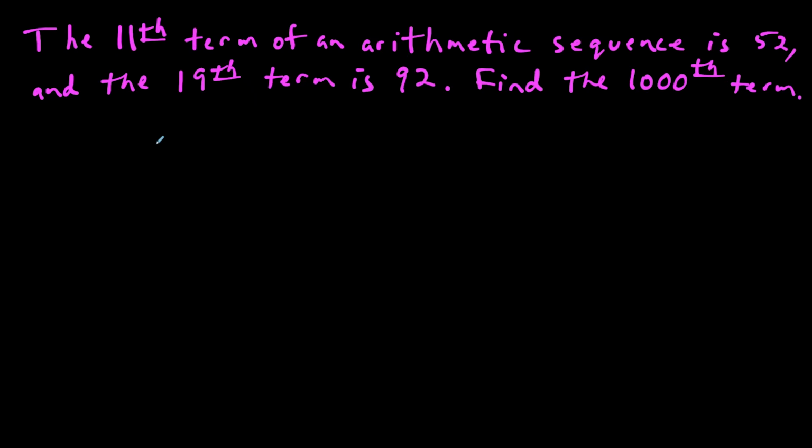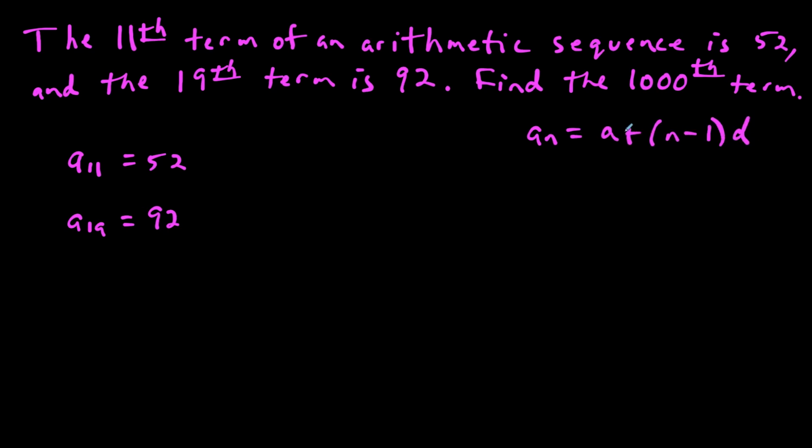So this last question is really nice. We have the 11th term of an arithmetic sequence is 52, and the 19th term is 92, and we want to find the 1000th term. So here I could say a sub 11 equals 52, and I could say a sub 19 is equal to 92. And the general formula for any arithmetic sequence is a plus, and we have n minus 1 times d.